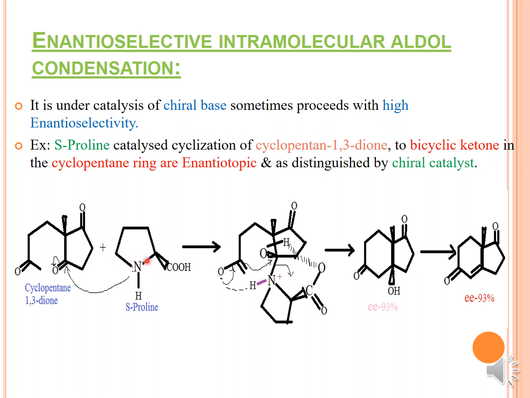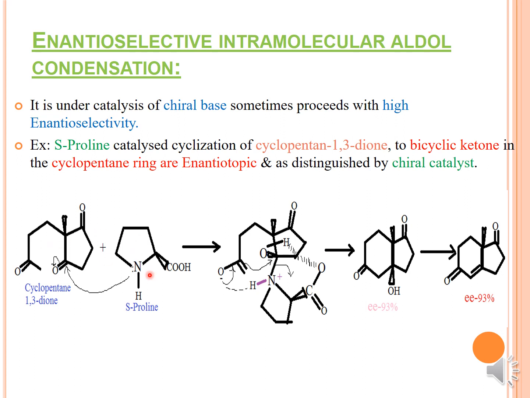At that time, in the presence of the chiral base catalyst, you are getting the product with respect to your enantiomeric excess, that much yield of that enantiomeric excess. For example, if you see here, you are taking S-proline, which is your chiral base catalyst. It will act as a chiral base.